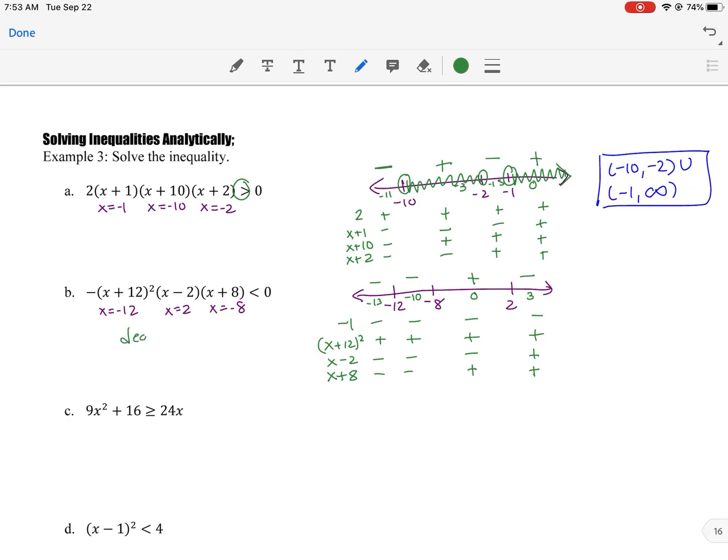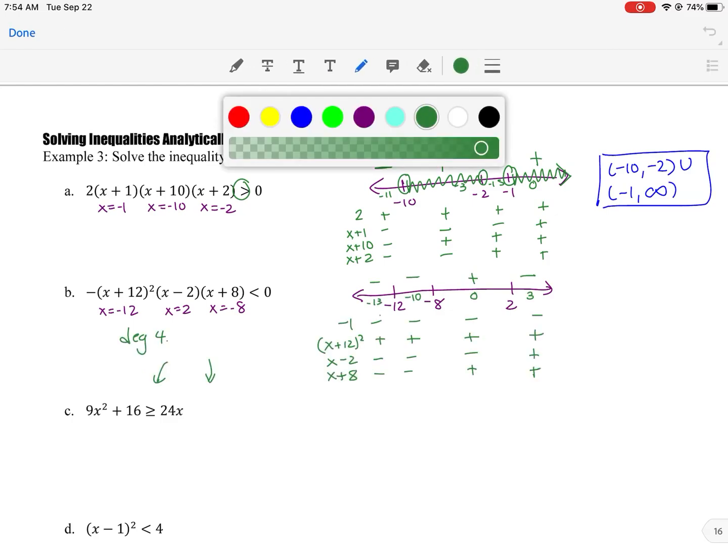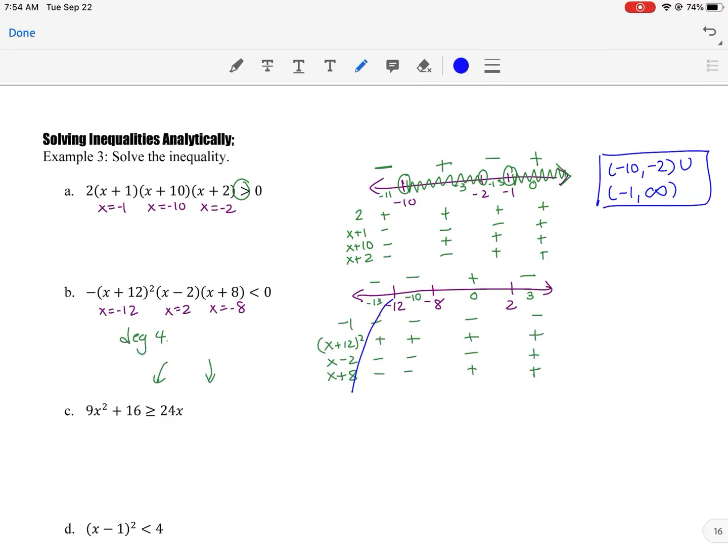Think about the graph. Degree 4, right? It's negative. It should go down on both sides. So it starts down. On -12, since it's squared, it bounces. Then it goes up through, and it comes back down. So notice, the positive part's the one that's above, and then the negatives are the ones that are all below. So you could also totally think about the graph. That works as well.